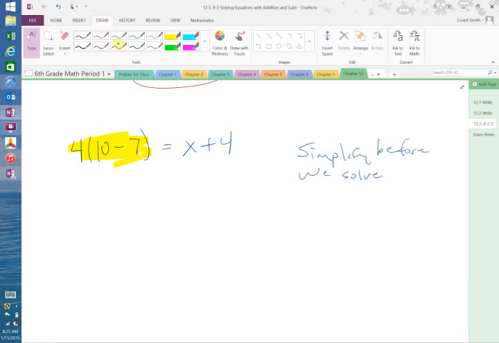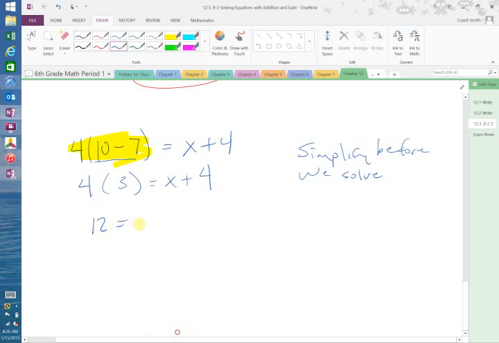To simplify that, we're going to take what's inside the parentheses, and what is 10 minus 7? 3. So I'm going to multiply 4 times 3 equals x plus 4. Not 2 x's, not 2 pluses. Now, what is 4 times 3? 12. So we have 12 is equal to x plus 4. This is where we simplified.